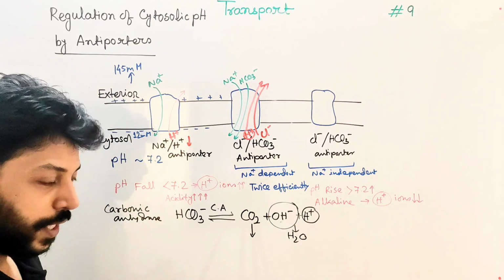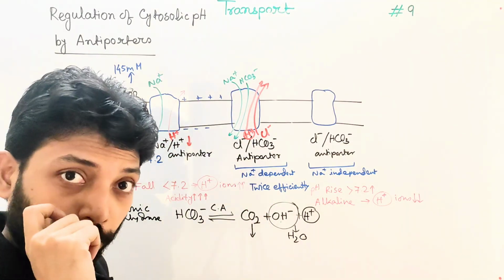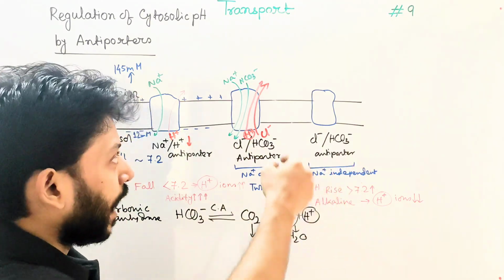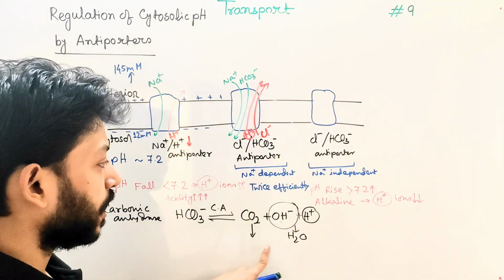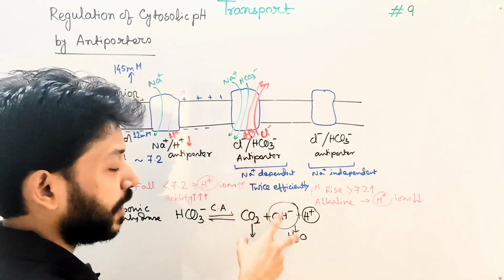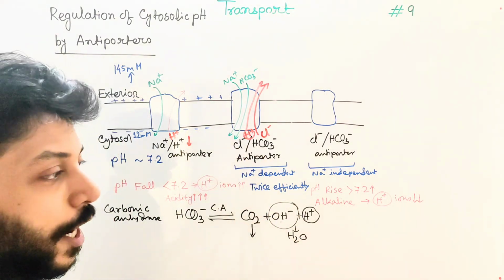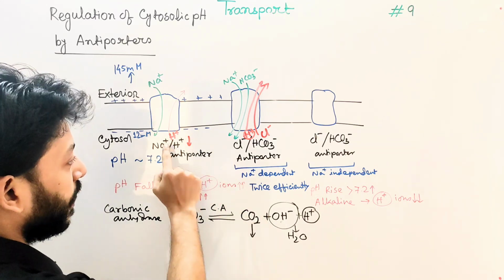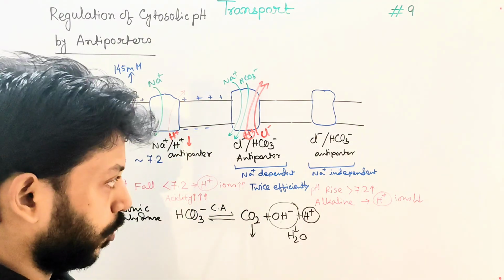In this way, this antiporter removes one hydrogen by directly exporting it out, and by importing one bicarbonate, it neutralizes another hydrogen ion. That means it can neutralize two hydrogen ions. So in this way, this antiporter works twice as efficiently as the sodium hydrogen antiporter.